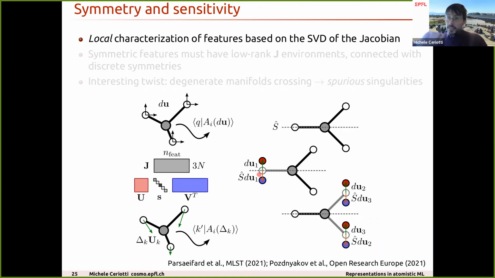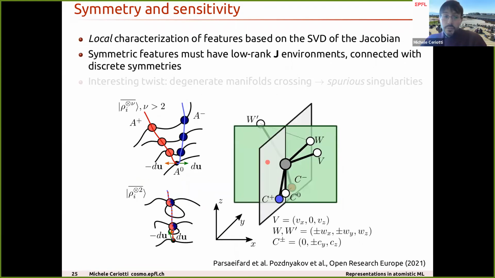For instance, if you look at the derivatives of the features with respect to atomic displacements, basically the Jacobian of the mapping between Cartesian coordinates and the features, you can find that there are high symmetry directions over which the Jacobian of a symmetric set of features must have zero singular values. And the problem is that when you have degenerate pairs of structures, if the two degenerate structures get very close together, then you also get some spurious singularities in the Jacobian.